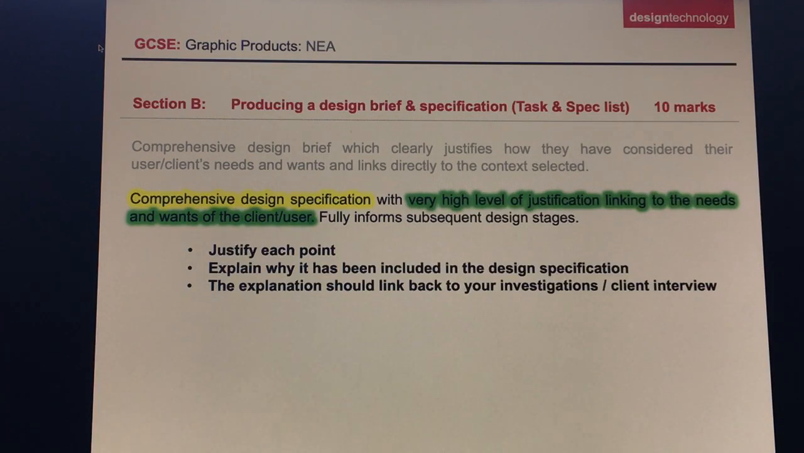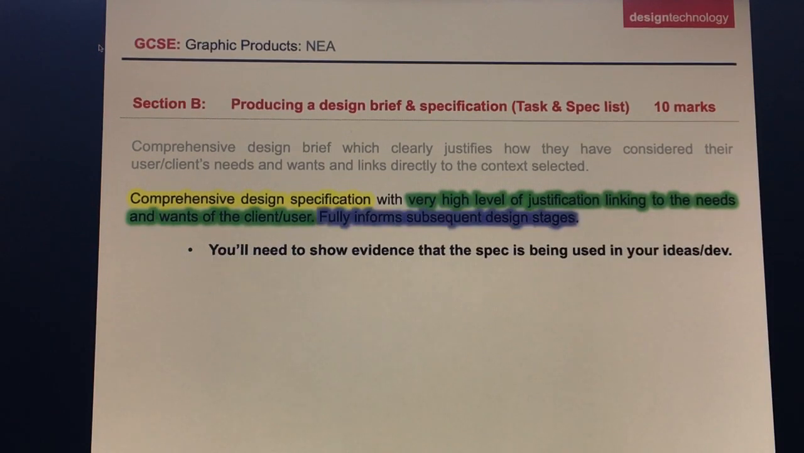So there needs to be a link from the research to your specification list, and then ultimately there's going to be a link from your specification list to your initial ideas and your development. So when we've written a specification list, any ideas we produce, any developments we produce, we always need to document and say, how are my ideas meeting my specification list? Or if they're not, why not? Okay, so that's the criteria. That's the top tier band.